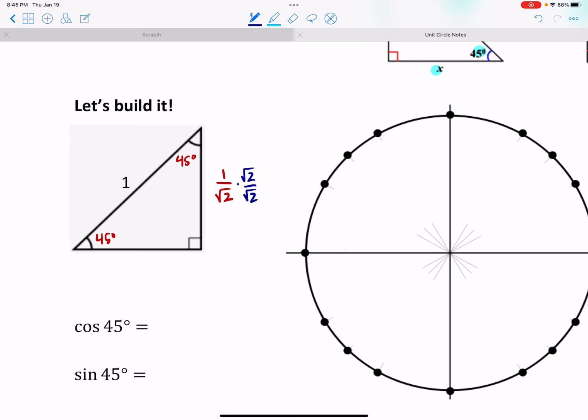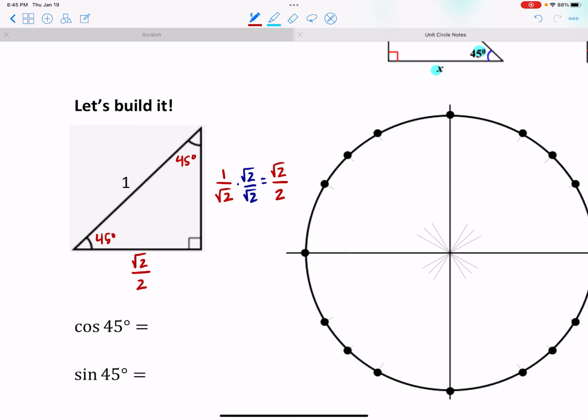If we multiply by radical 2, then we're going to say this leg length is 1 radical 2 divided by 2. And this one has got to be the same, so this would be a radical 2 divided by 2 here as well. Alright, so now we have all the sides of this triangle.